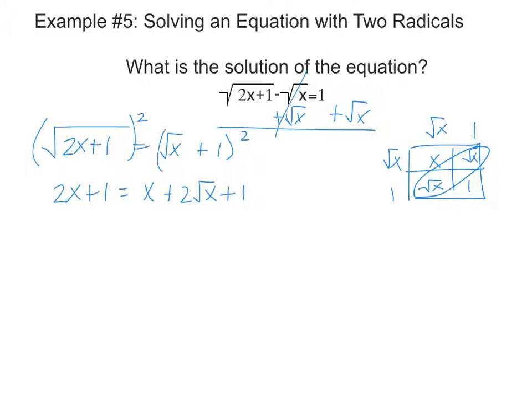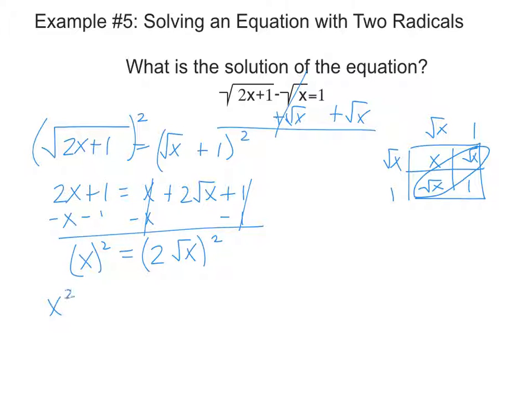All right, again, now I still have a radical on the right-hand side, so I need to move that radical to the other side. So I need to subtract x, or excuse me, move everything away from that radical. So subtract x and subtract 1. So I'd be left with 2 square root of x and then x. Finally, to get rid of this radical, I need to square both sides.